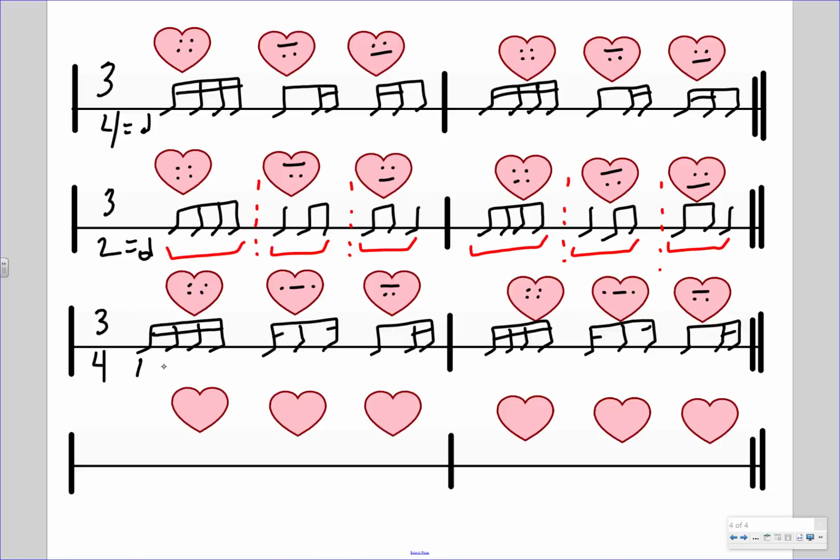I can write the counting in, and you can too if that helps. 1-E-and-a, 2-E-and, 3-and-a, 1-E-and-a, 2-E-and, 3-and-a. Listen to it while watching the heartbeat and the rhythm. Ready and go. Please transcribe that same exact rhythm for 3/2.